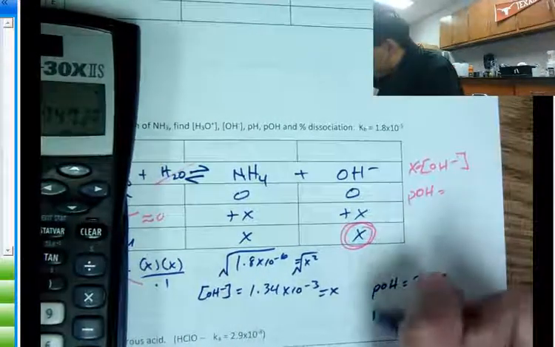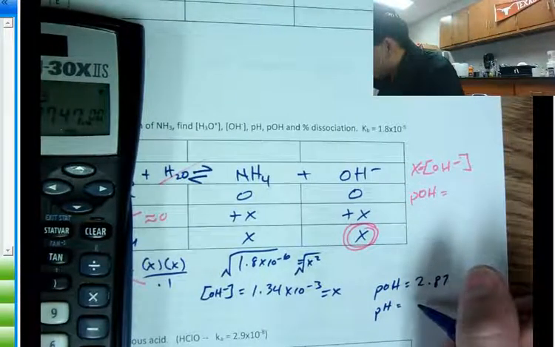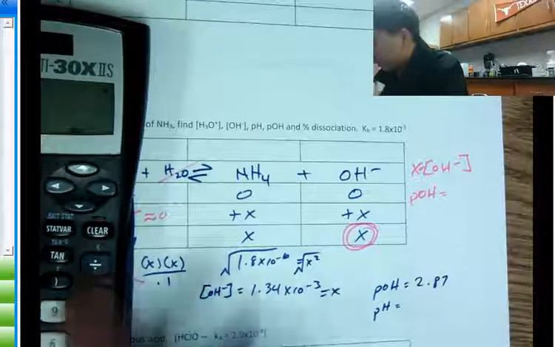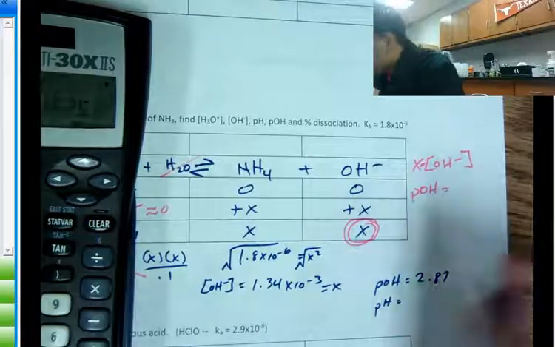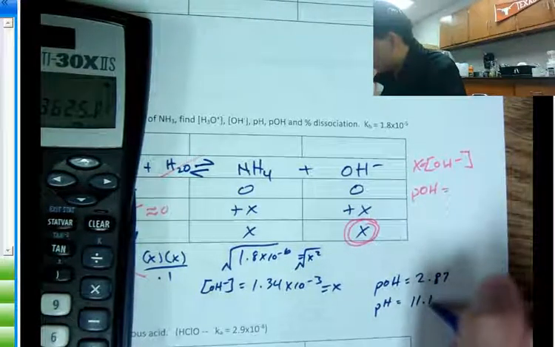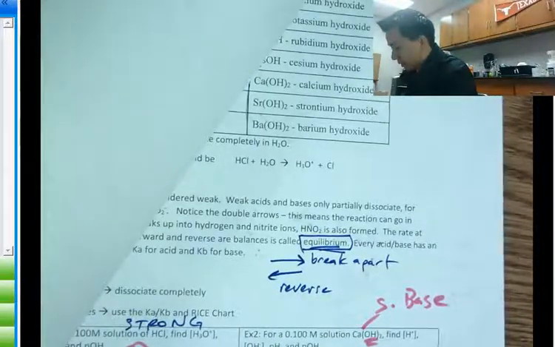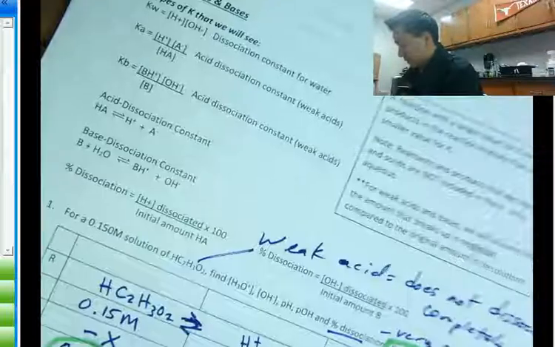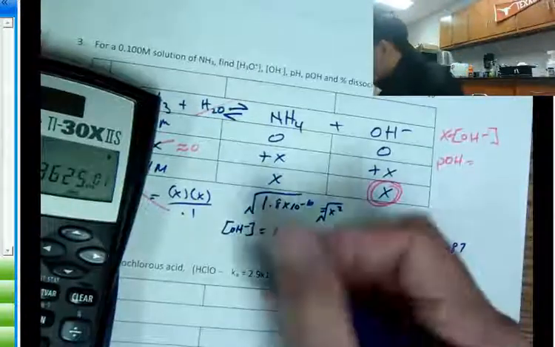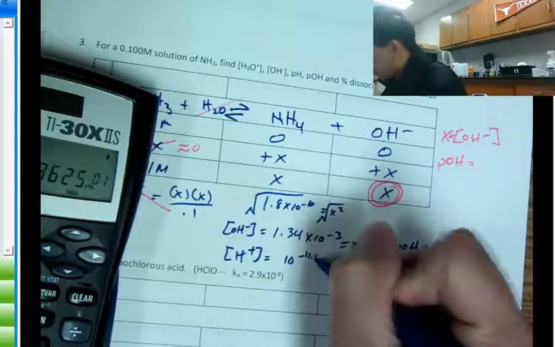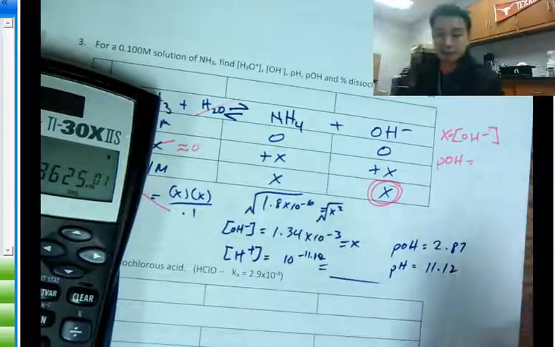Then my pH would be the same thing, no? Close enough. 14 minus 11.12. Oh, I messed up on the other side. Should have been, messed up over here. Oh no, that's right. 11.12. Slightly different. Barely any difference. 11.12. Okay, then H plus goes 10 raised to the negative 11.12. And you go ahead and put that in your calculator and get an answer for yourself, not for me.